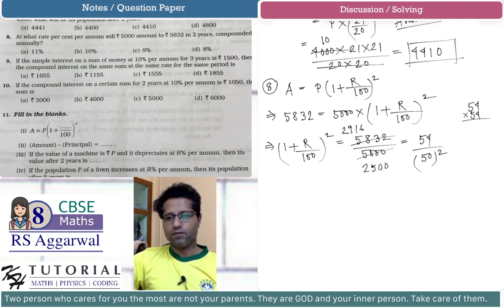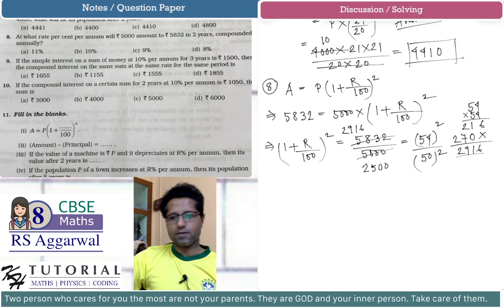54 multiplied by 54, 16, 21, and then 20, 27. Yes, this is correct. So this is 54 square. So this is equal to 54 by 50 whole square.